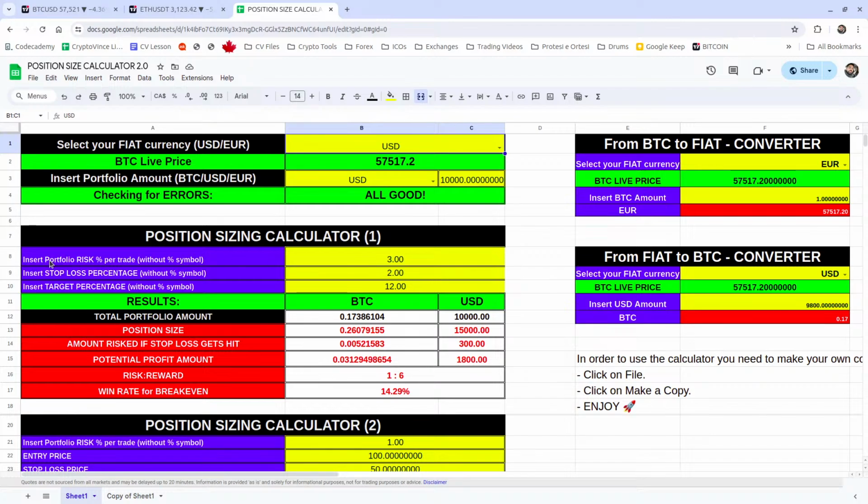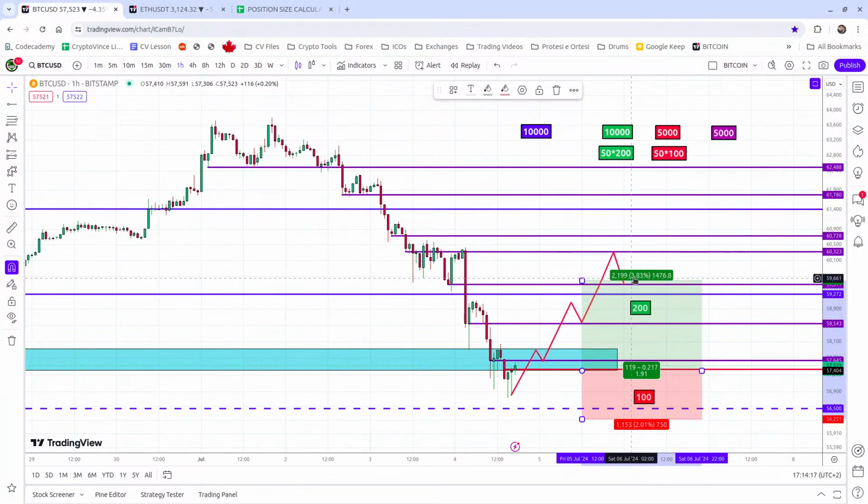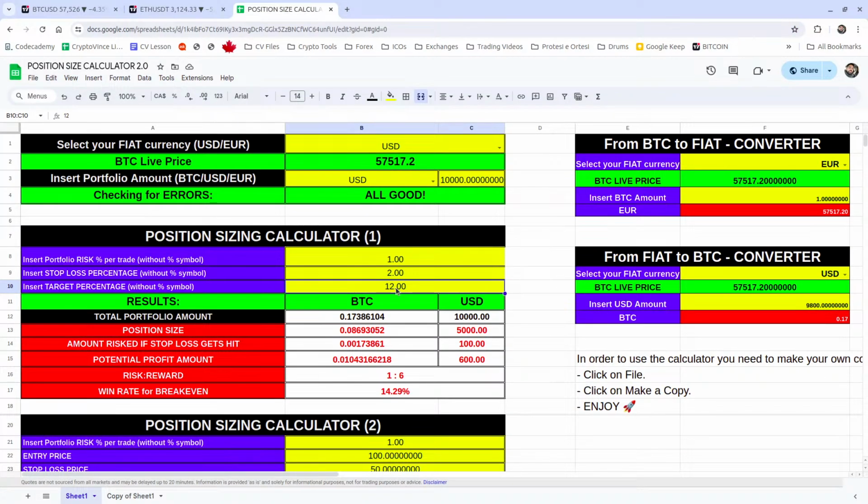Where is my stop? Insert portfolio risk. I said 1, right? And the stop loss percentage is 1.2. Insert target percentage without the symbol. Target percentage is 3.83. Let's make 4 just to make it okay. So as you can see here, it tells me my position size as it was before, $5,000, and my portfolio is 10K. So I'm gonna use half of my portfolio to risk. Amount risk if stop loss gets hit, and the potential profit, which is 200.